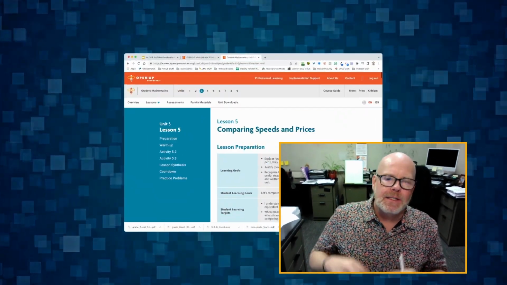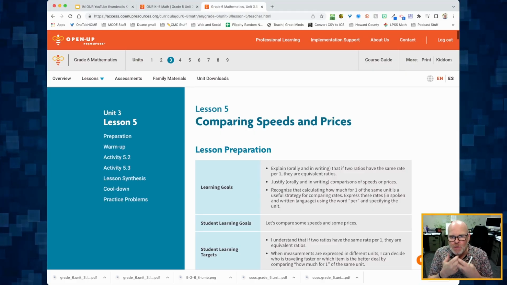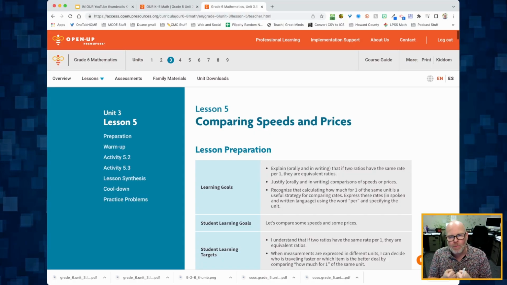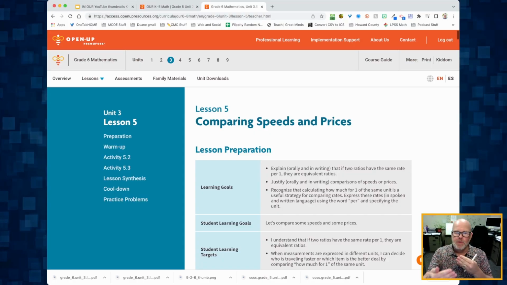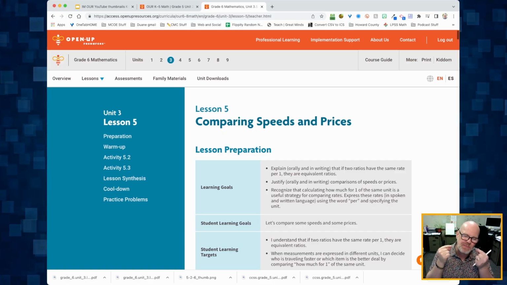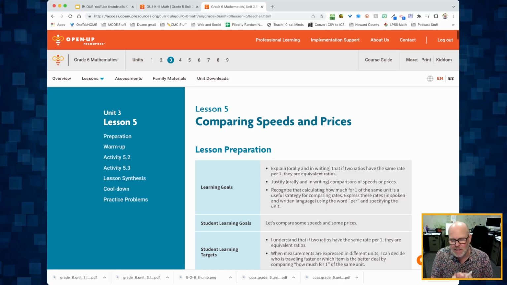All right, this is 6th grade, Unit 3, Lesson 5. And in this lesson, students are going to be learning about the unit rate, and they're going to be using the unit rate as a really powerful and useful way for comparing different rates. So we're going to be specifically thinking about speeds and prices mostly in this lesson.